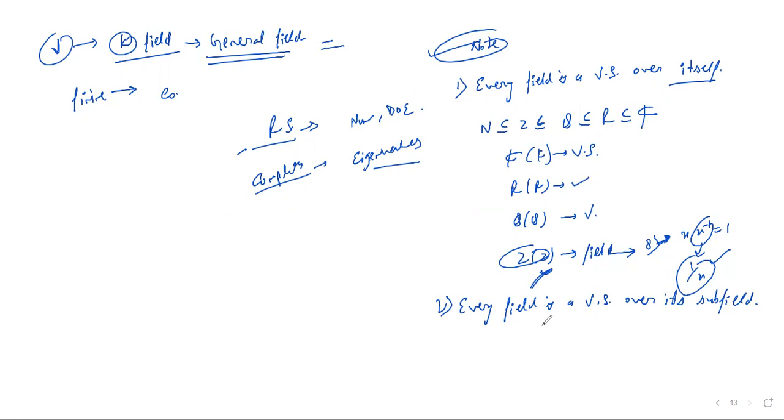Okay, so this is about the fields and the vectors. Now let's see some examples of this. If I'm talking about the space K^n, I'm taking K as any arbitrary field. Then K^n denotes the set of all n-tuples of elements in K. Then K^n is a vector space over K.